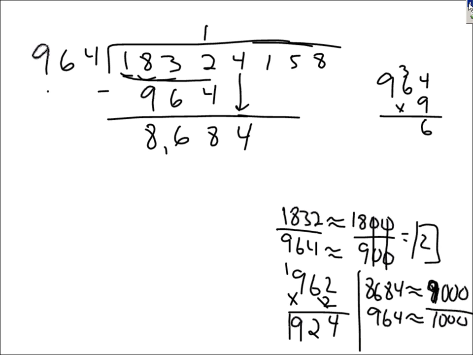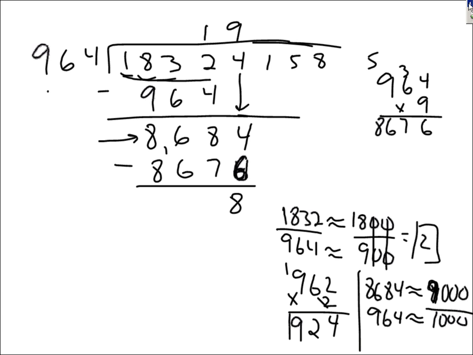9 times 4 is 36. 9 times 6 is 54. Plus 3 is 57. 9 times 9 is 81. Plus 5 is 86. It's a very good guess. We're just under 8684. Oh, we'll try 9. We'll use 9. 8, 6, 7, 6. When you subtract these numbers, you work it out, you'll get 8.